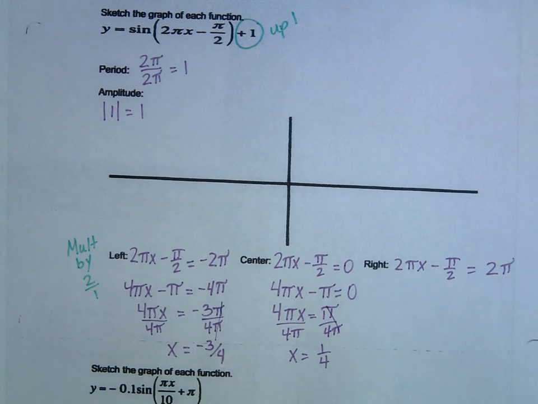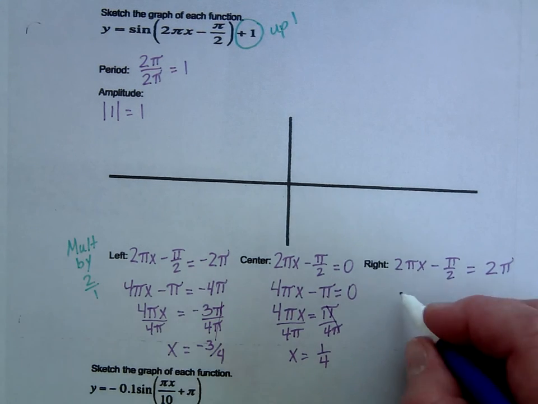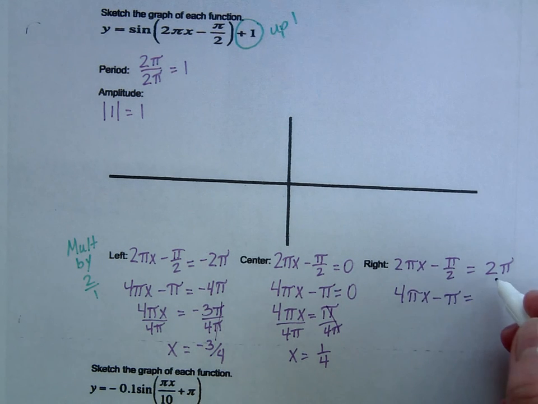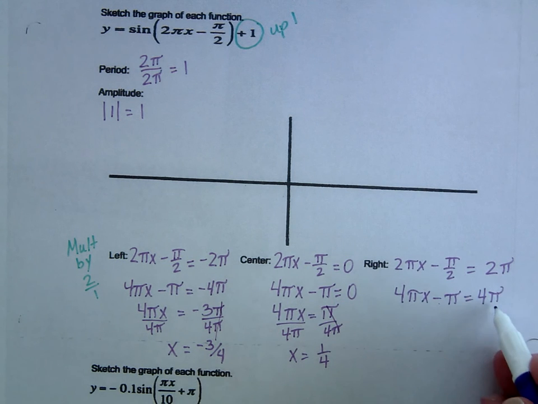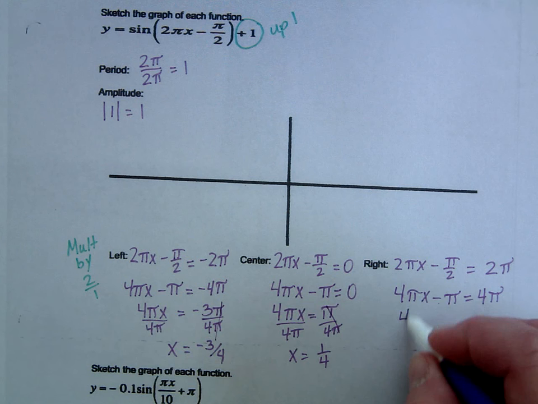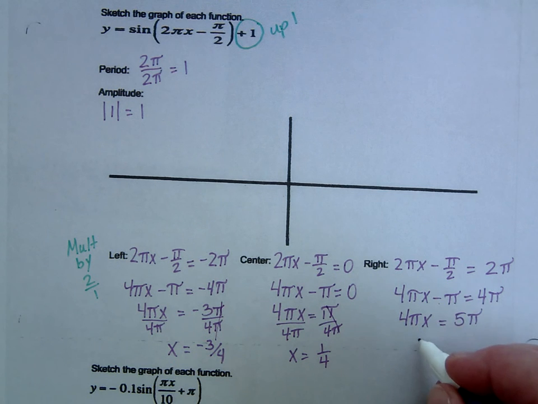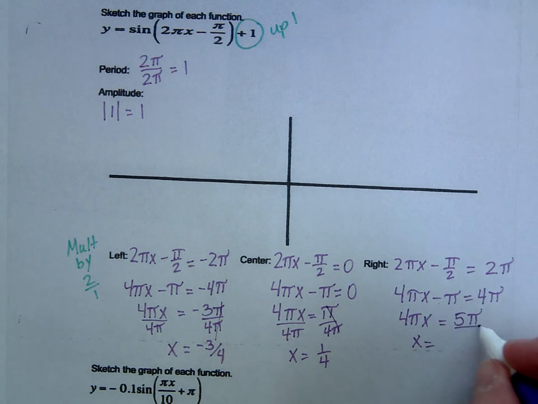All right, last one. Again, you got 4 pi x minus pi. 2 times 2 pi is 4 pi. This time when I add a pi on, now I'm at 5 pi. So I have 4 pi x equals, because I'm moving the pi over, 5 pi. Divide by 4 pi, and I get 5 over 4. There's the hardest part.